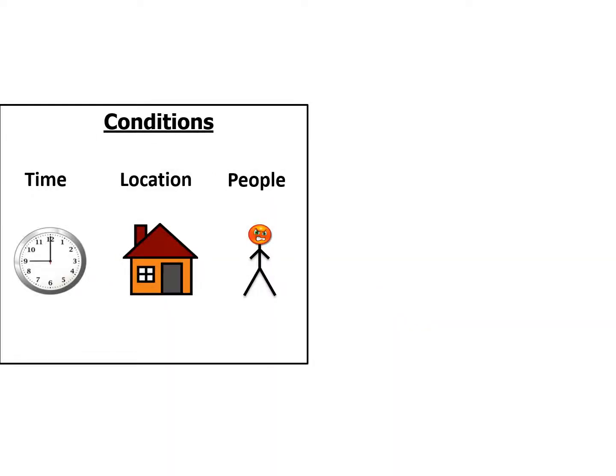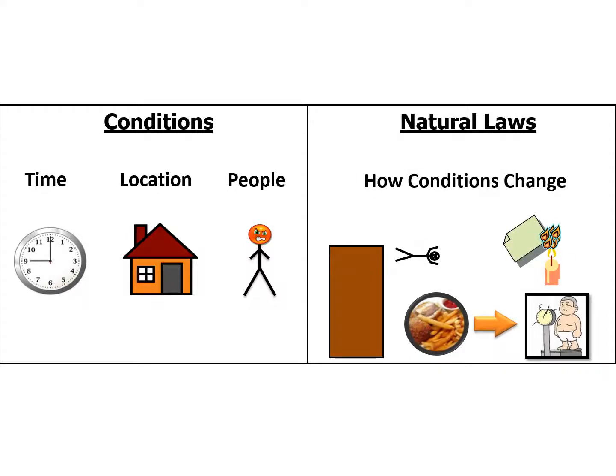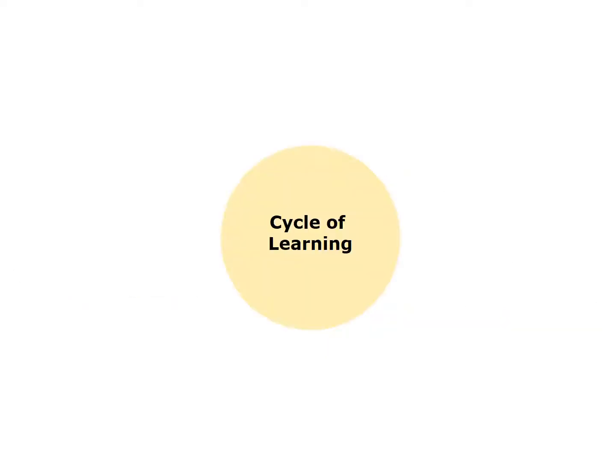In previous lessons, we have learned that conditions are always unique and that these conditions change according to natural laws. The better we understand these natural laws, the better we can understand why things happen, solve problems, and improve our lives. In this lesson, we'll focus on how we can learn these natural laws and the impact it has on who we are and how we act.